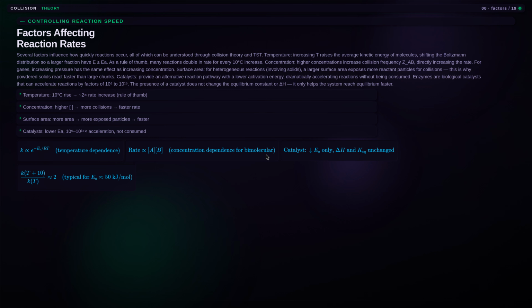For heterogeneous reactions involving solids, a larger surface area exposes more reactant particles for collisions. This is why powdered solids react faster than large chunks. Catalysts provide an alternative reaction pathway with a lower activation energy, dramatically accelerating reactions without being consumed. Enzymes are biological catalysts that can accelerate reactions by factors of 10^6 to 10^15. The presence of a catalyst does not change the equilibrium constant or enthalpy change. It only helps the system reach equilibrium faster.